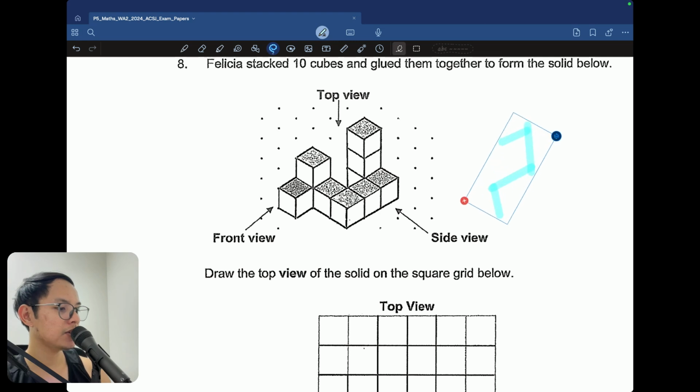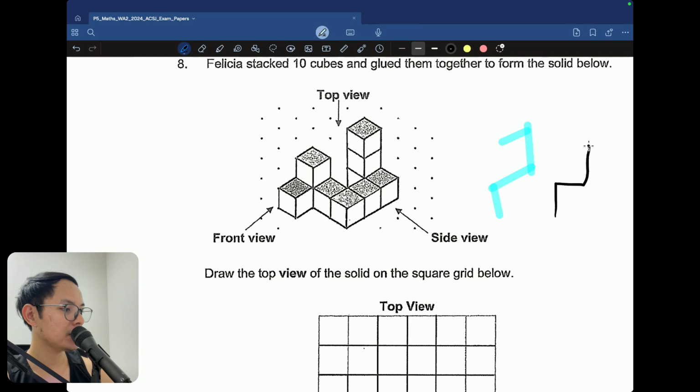Essentially it will become like this: go straight, turn right, go straight, and then turn left. You need to know how many squares as well. This part over here is 2. Then this part over here is 3. This part is 3 squares. And the last one is 2 squares. So you have a rough idea on how to draw this.